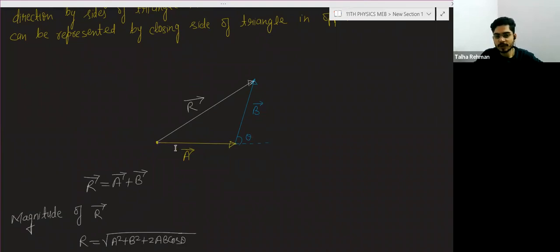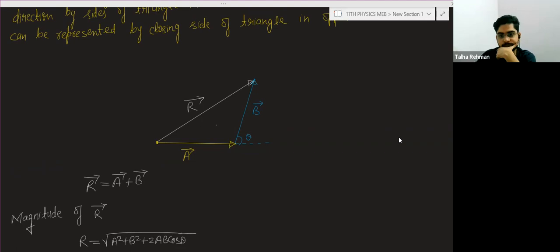So what you will do? You have two vectors, A vector and B vector. You will join the head of one vector with the tail of another vector. So two vectors will be represented like this. And A vector and B vector are in the same order. So for the resultant, you will join from the tail to the head of the other vector. So this R vector will represent the resultant vector. But here you are taking this vector in the opposite order.